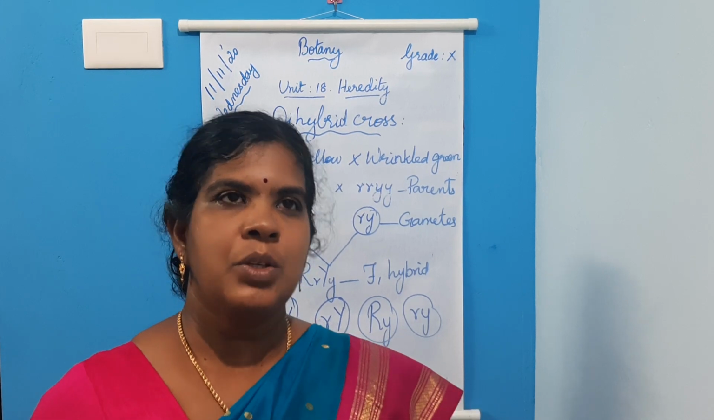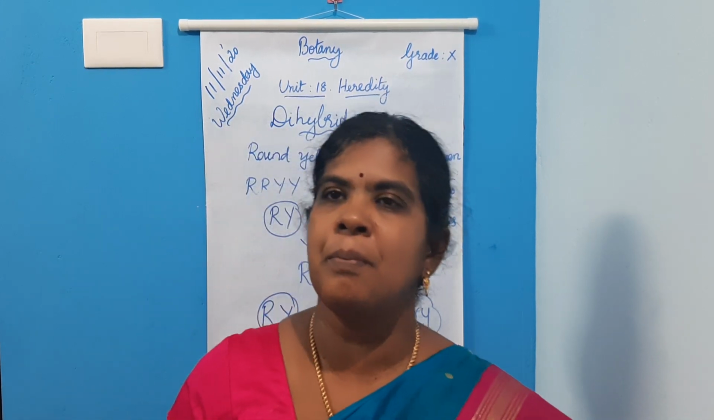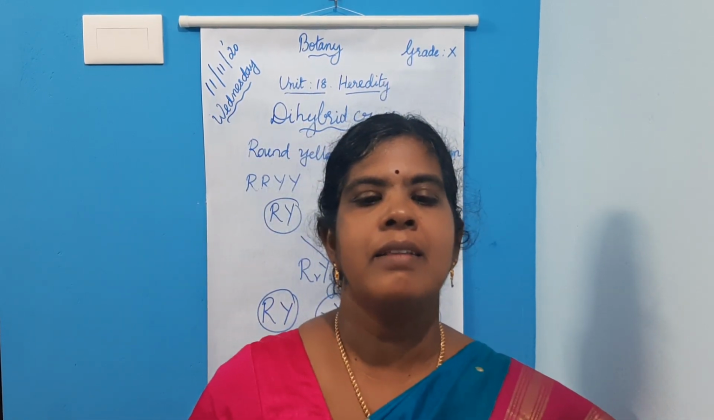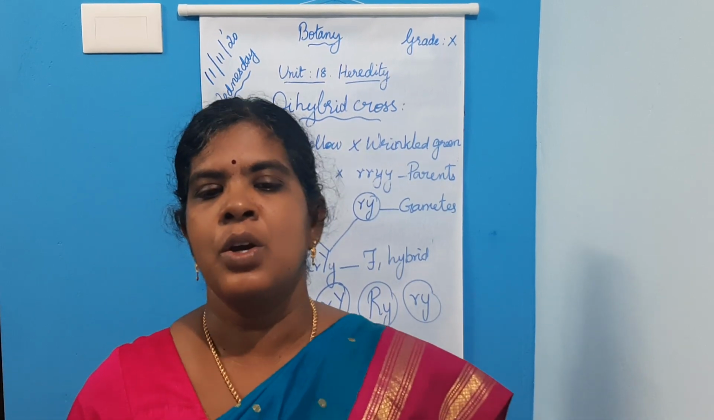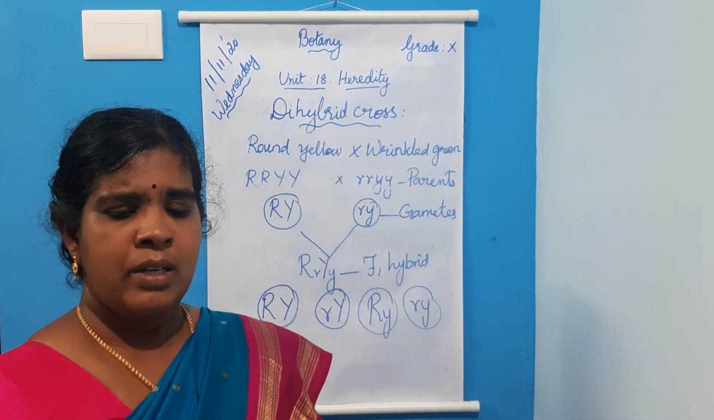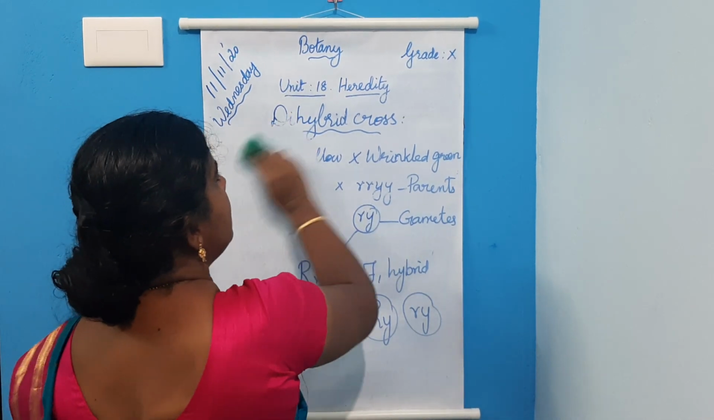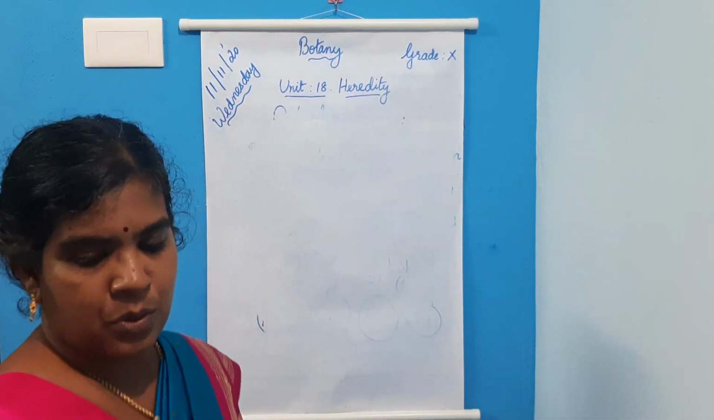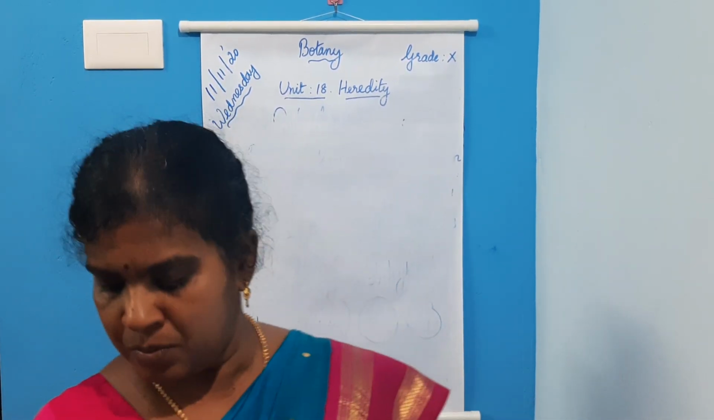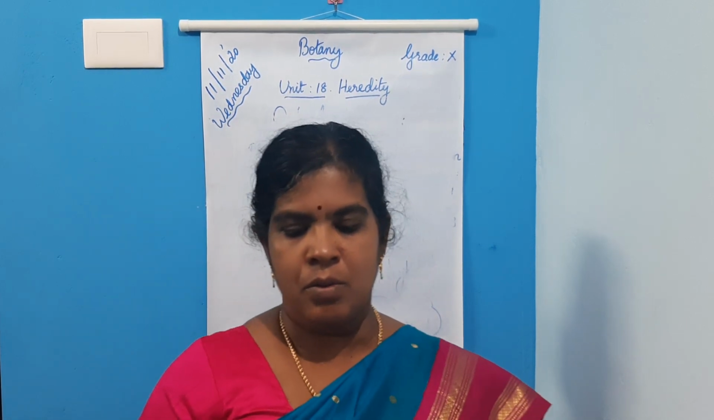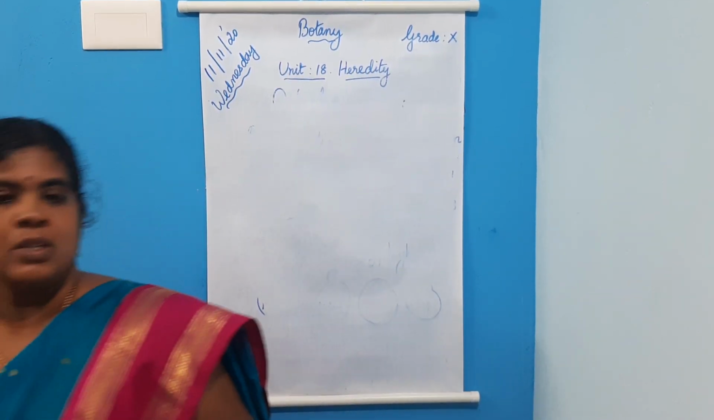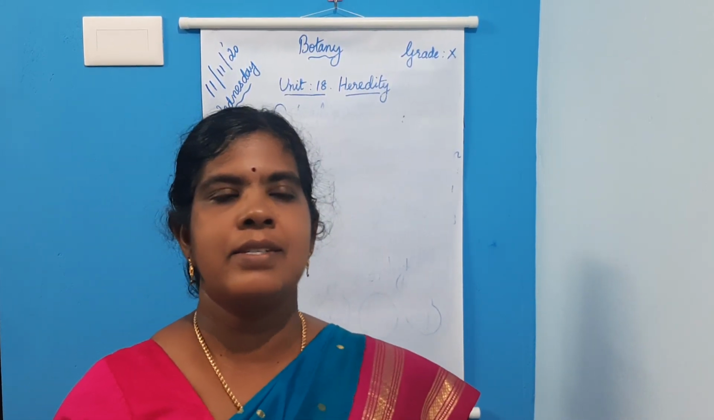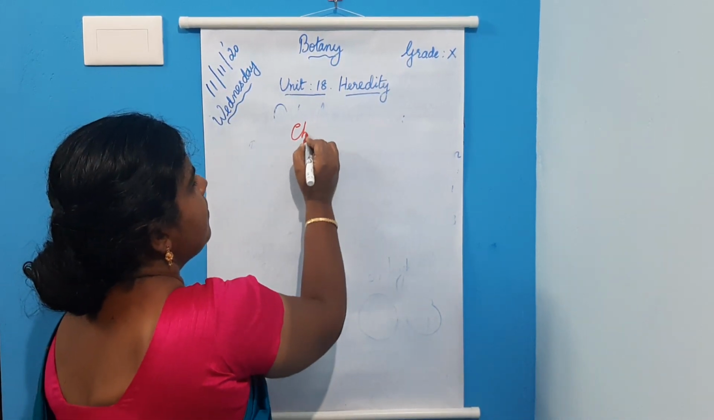Now we are going to learn about chromosomes. You all know that the human body is made up of millions of cells. The nucleus of each cell contains thin thread-like structures called chromosomes. What are chromosomes? The nucleus of each cell contains thin thread-like structures called chromosomes.